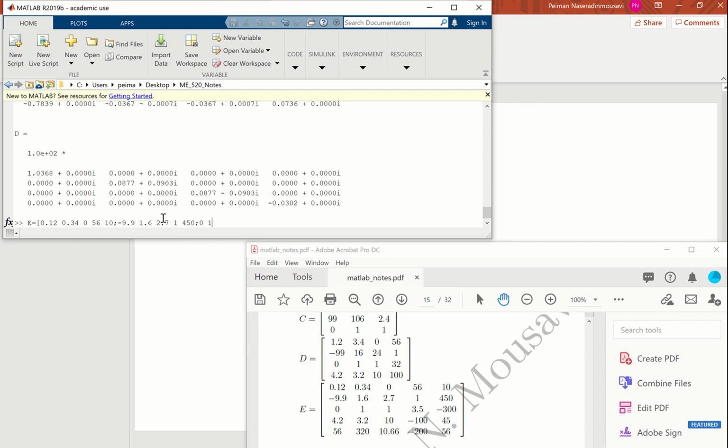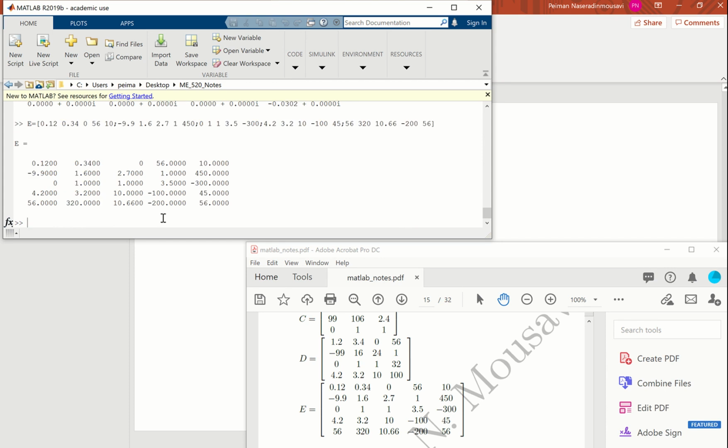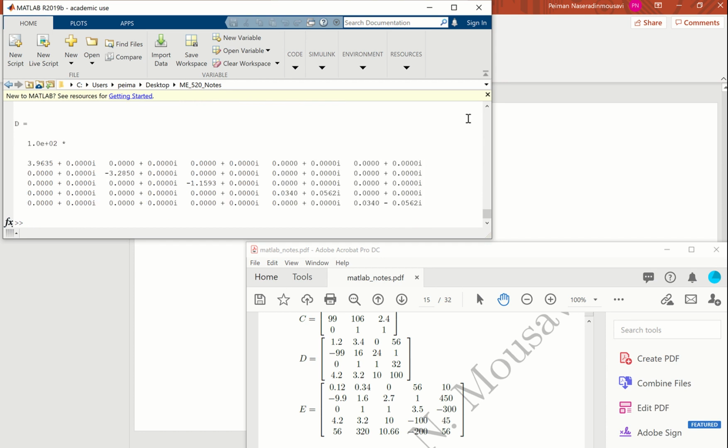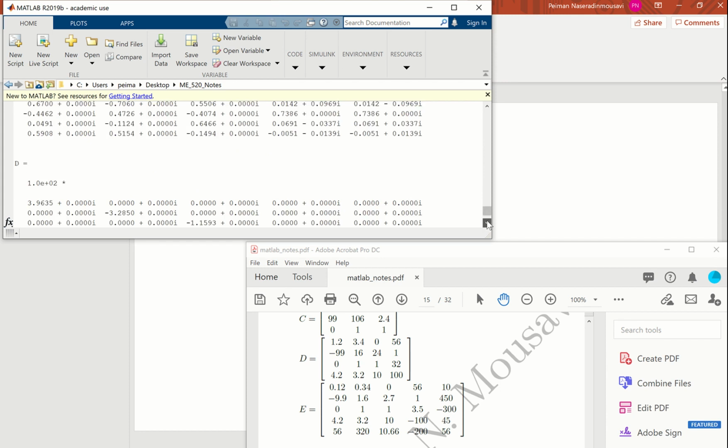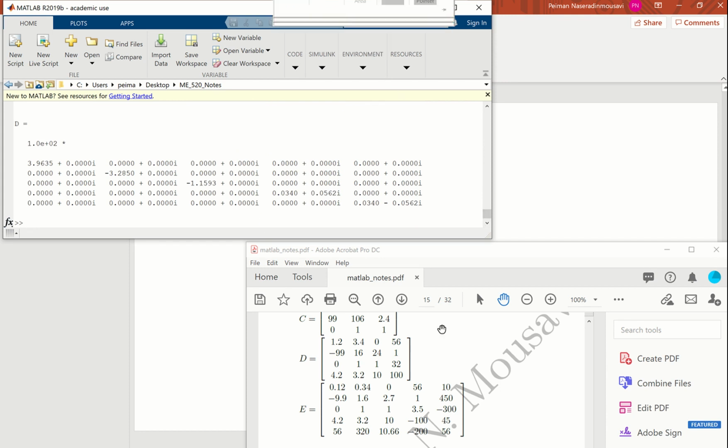The next line, 0, 1, 1, 3.5, minus 300, 4.2, 3.2, 110, minus 100, 45, 56, 320, 10.66, minus 200 and 56. This is a 5 by 5 matrix. So if I use this for eigenvalue of the E, this is the eigenvalues and this is eigenvectors. Okay. So, and it's recording. Yes, it's recording.